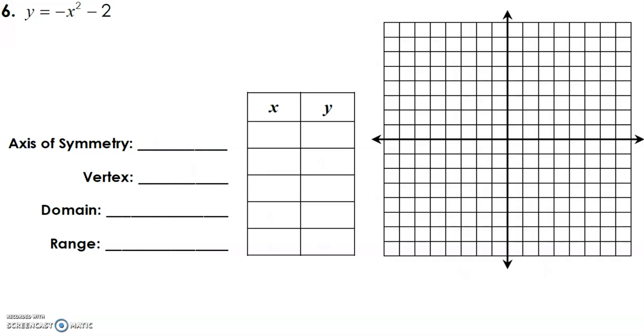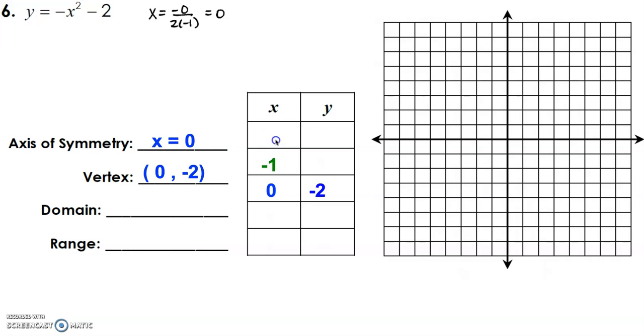All right, the next example. When I plug in to find the axis of symmetry, I get 0. So x is equal to 0. That means that my axis of symmetry is actually the y-axis here. So when I plug in 0 to the function, I get -2 back. That means my vertex is (0, -2).